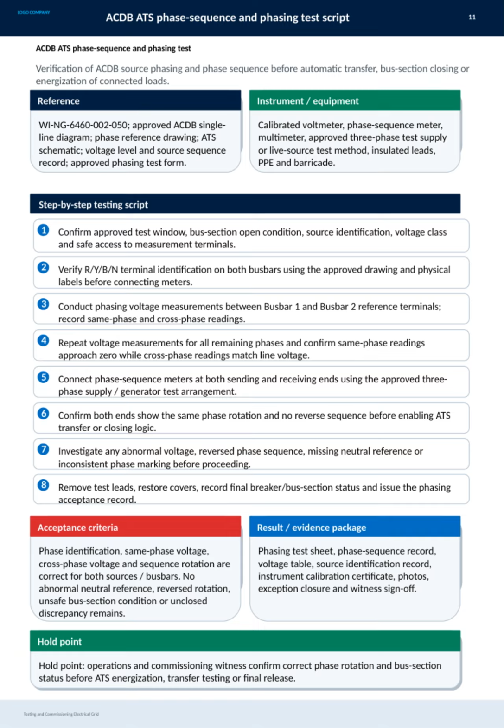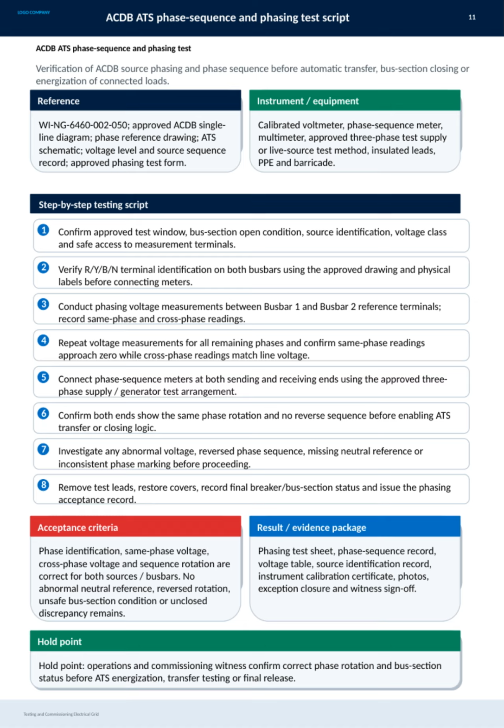It's essential to confirm both ends show the same phase rotation with no reverse sequence before enabling any ATS transfer or closing logic. If any anomalies such as abnormal voltages, reversed phase sequences, missing neutral references, or inconsistent markings are detected, they must be thoroughly investigated before moving forward. Finally, remove test leads, restore covers, document the breaker and bus section status, and issue the phasing acceptance record.